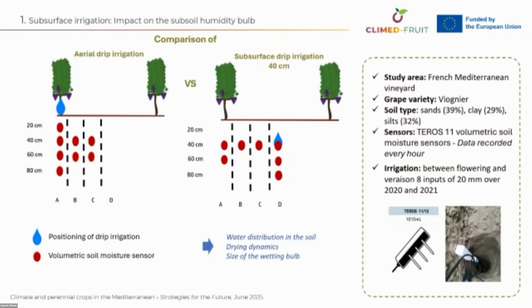The soil type was a mix of sands, clay, and silts. So to monitor soil moisture, Teros 11 volumetric sensors were installed. They recorded soil relative humidity every hour. And they were placed at different depths and at different horizontal positions from the vine row. This enabled us to have an idea of the water distribution in the soil, but also of the drying dynamics and of the size of the wetting bulb.